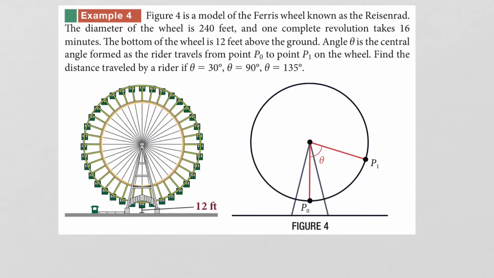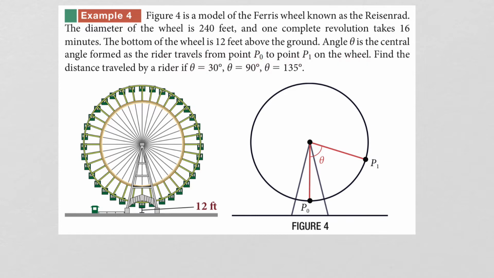So this next example is just for fun. It says figure 4 is a model of the Ferris wheel known as the Riesenrad. The diameter of this wheel is 240 feet, and one complete revolution takes 16 minutes. The bottom of the wheel is 12 feet above the ground. Angle theta is the central angle formed as the rider travels from point P0 to point P1 on the wheel.